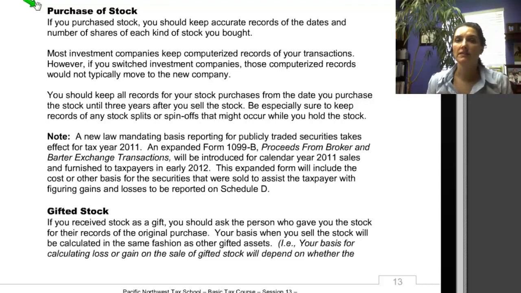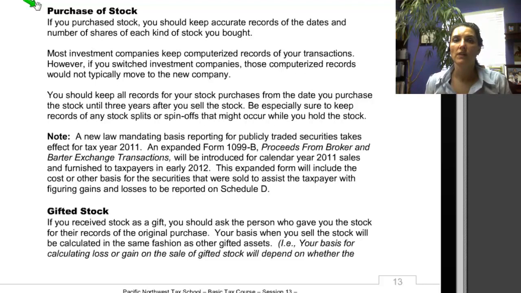And there is a new law coming into place that's going to be forcing these stockholding and brokerage houses to track basis for stockholders. But we're still going to be having this implementation phase where investors have to be delivering their cost basis information to the investment companies.